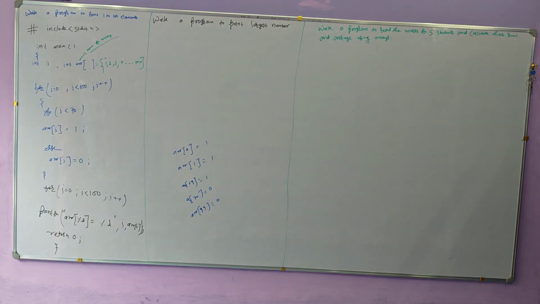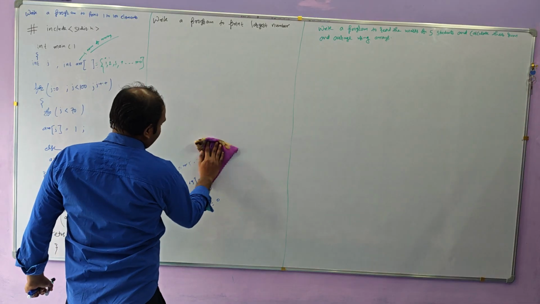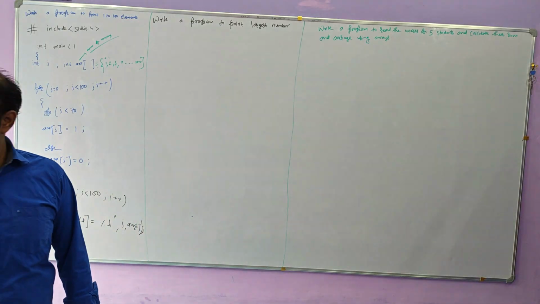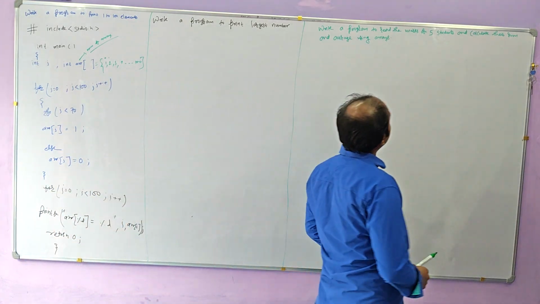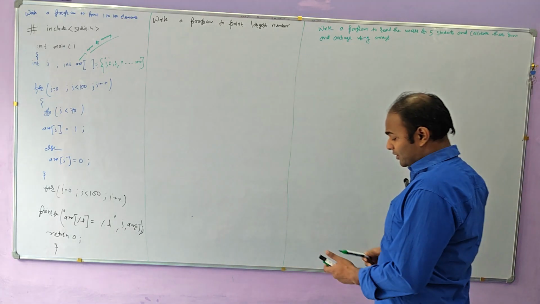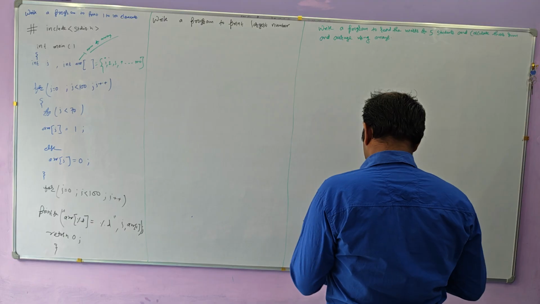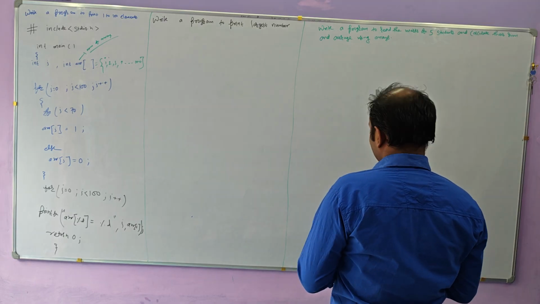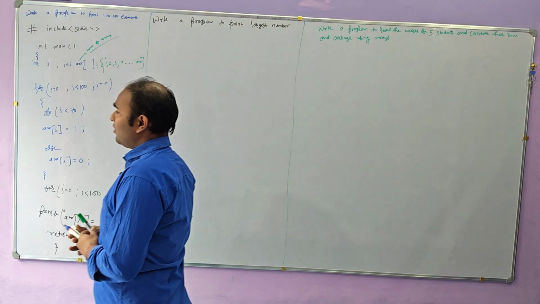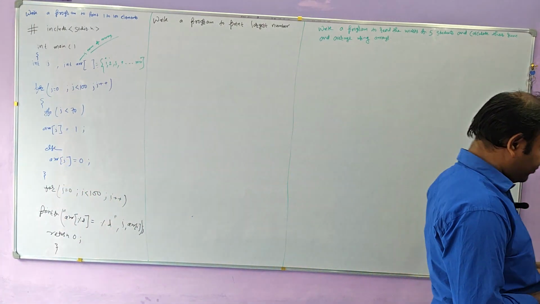So in another program, write a program to read the marks of 5 students and calculate their sum and average using arrays. So basically we are going to use an array to avoid taking a number of variables. We just take a single variable and do it.